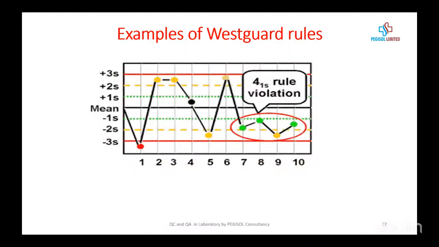For the 4-1S rule, you see four consecutive runs, circled in red, are on one side of the mean and greater than one standard deviation. That is the 4-1S rule. 4 runs: 1, 2, 3, 4. Then 1S, the deviation is greater than what? One standard deviation.